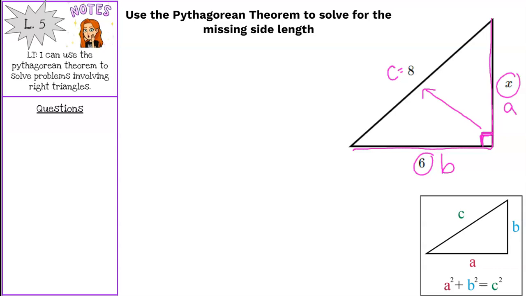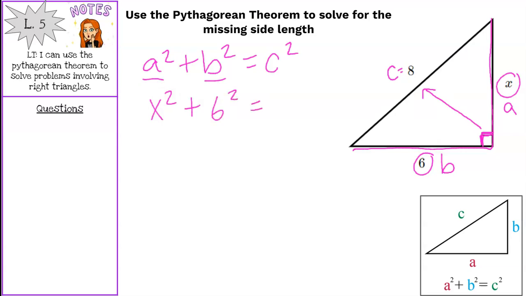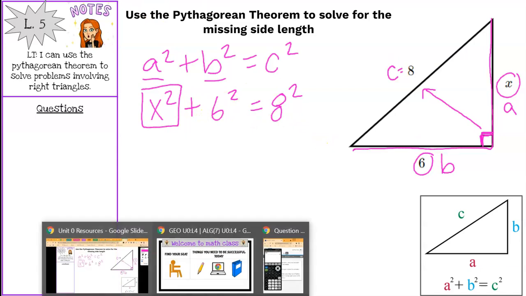So now we're going to replace the variables in our Pythagorean theorem, a squared plus b squared equals c squared, with their values. So a is x, so I'm going to make it x squared, plus b is 6, so I'm going to make it 6 squared, equals c. c is 8, so that is going to be 8 squared. So this is going to be a little different because our x squared is over here on the addition side, our unknown. So we can still use our calculator to help us with the squares if we need to.